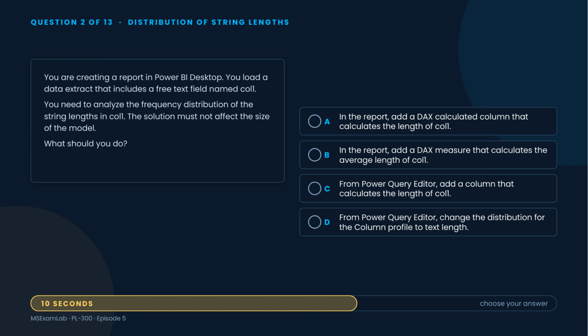A. In the report, add a DAX calculated column that calculates the length of call1. B. In the report, add a DAX measure that calculates the average length of call1. C. From Power Query Editor, add a column that calculates the length of call1. D. From Power Query Editor, change the distribution for the column profile to text length. Pause here if you need longer, 10 seconds.